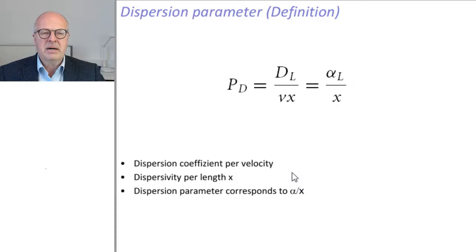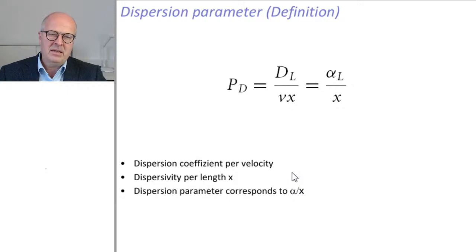And this is done by, and I apologize for that, it was not my idea, introducing a dispersion parameter, which is defined by dispersion coefficient divided by Vx. Now we have to remember, we have the dispersion coefficient, which is dispersivity times flow velocity. Dispersion coefficient D equals dispersivity alpha or delta times flow velocity. Now we introduce a dispersion parameter, which is the dispersion coefficient divided by velocity times x.